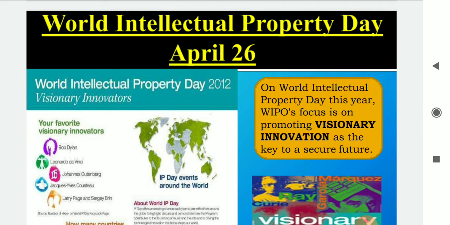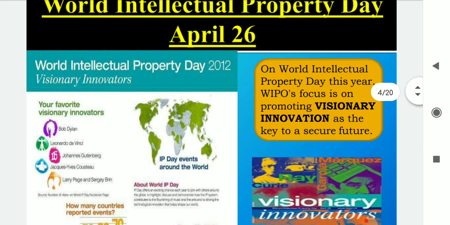World Intellectual Property Day is celebrated on 26th April. On World Intellectual Property Day this year, WIPO's focus is on promoting visionary innovation as the key to a secure future. Usually your favorite visionary innovators.